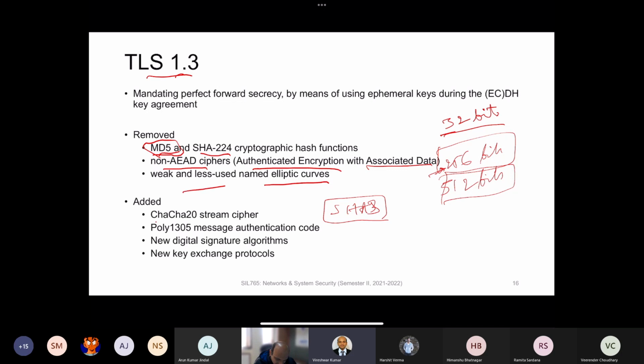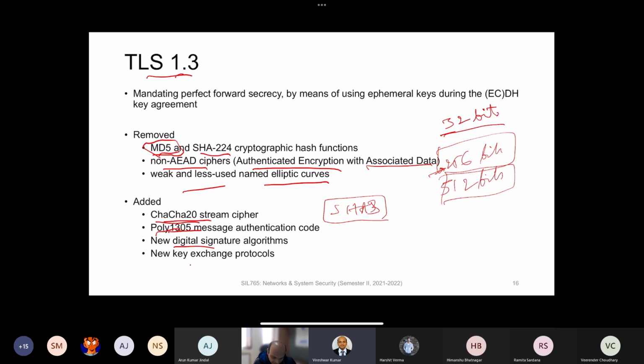And some new and faster algorithms have also been added. ChaCha20 is a new stream cipher, which is touted as the cipher which will replace many of the RC4 or the next version RC5 stream ciphers. And then some new message authentication code algorithms, some digital signature algorithms, and some key exchange algorithms have been added as well.